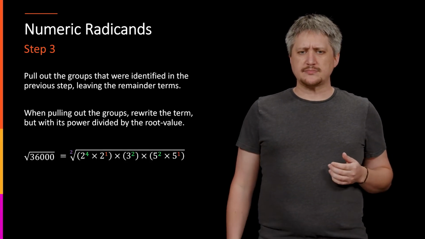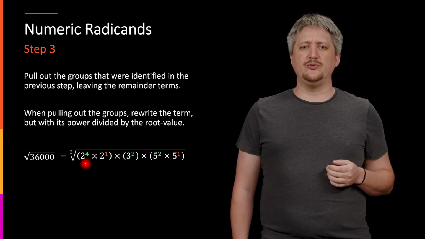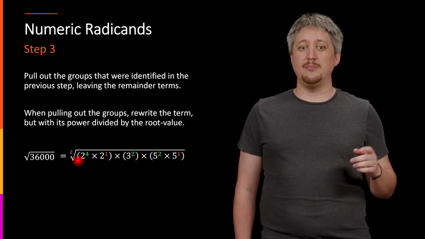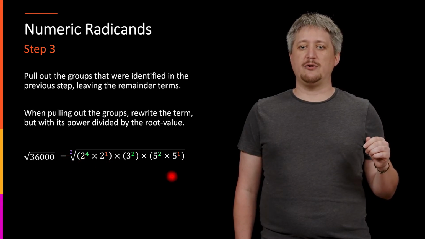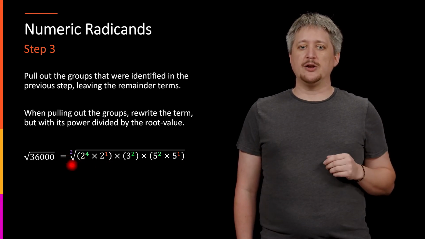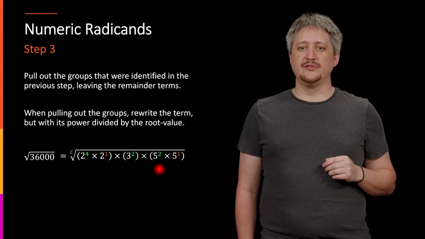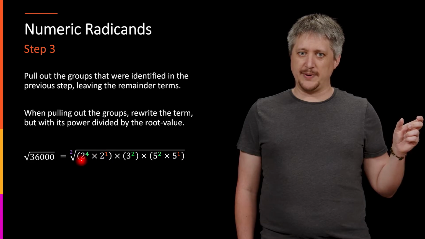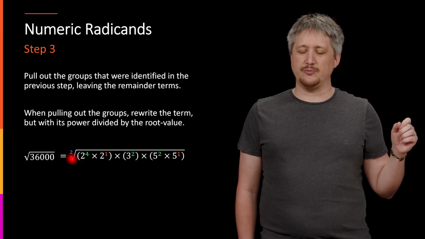So in particular, if I'm looking at this as 2 to the 4th times 2 to the 1, 3 squared, 5 squared times 5 to the 1, these green powers are the multiples of 2, and the red powers are the remainder bits. I'm going to pull out all the green terms, and when I pull them out, they're going to stay the same form. I'm going to have 2 to a power, but I'm going to take that power and divide it by the root power.